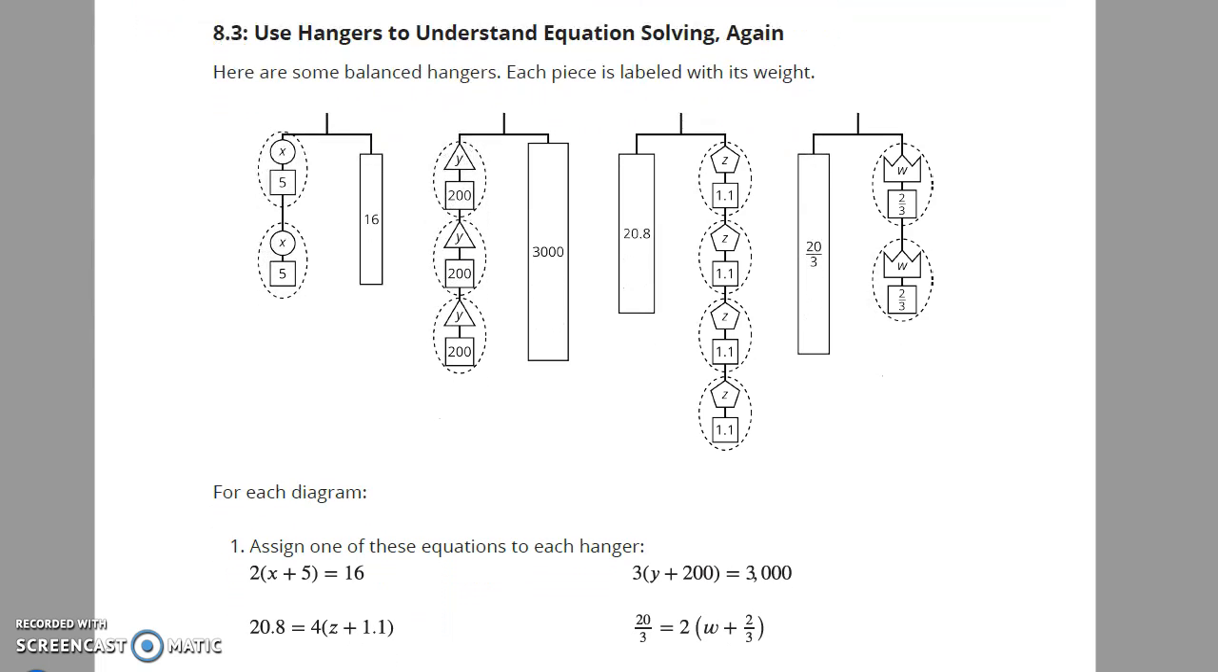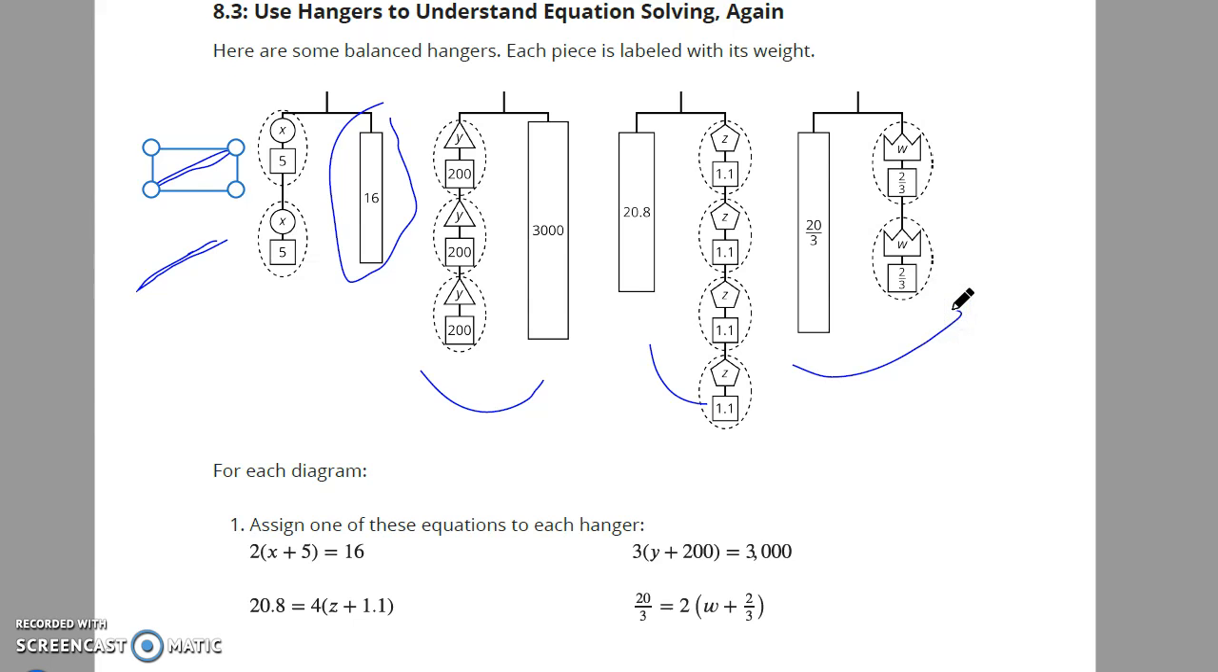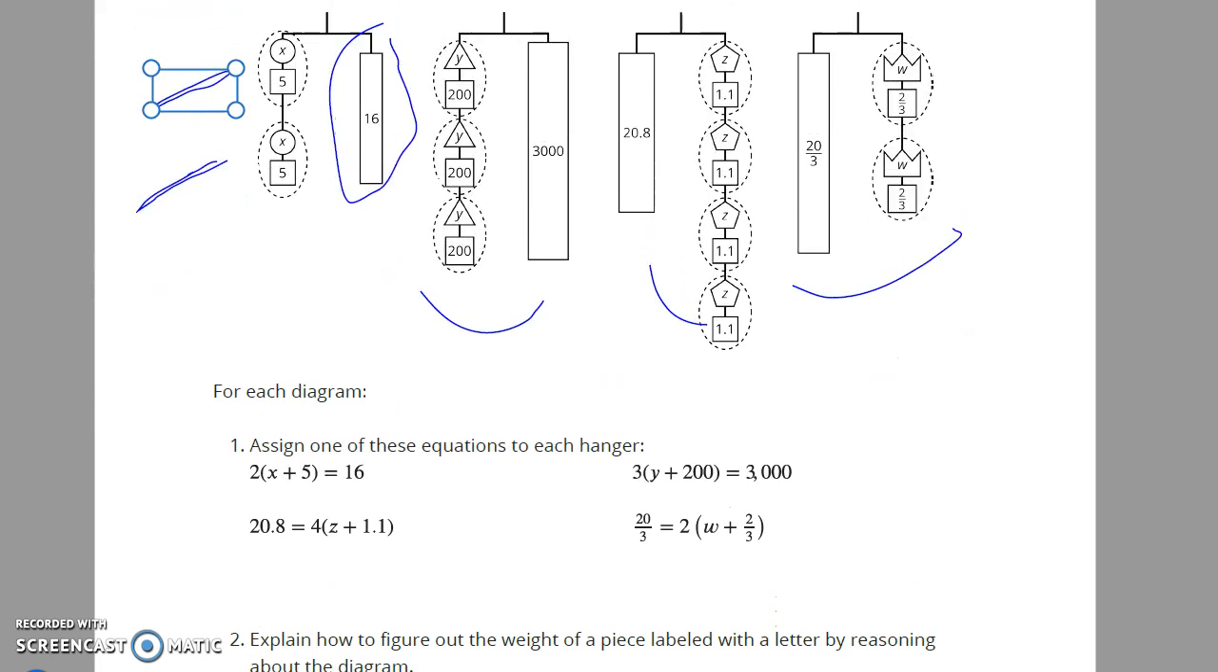For this last part of our problem, we are going to use our lovely balanced hangers again. So, make sure you look and you see each one. You see how there's an x and a 5, and both of those equal 16. Same with this one, and this one. So if we look down at these equations, it said assign one of these equations to each hanger.